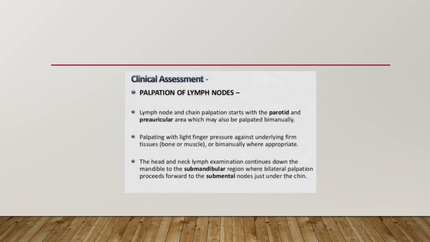Now, the lymph node chain palpation starts with the parotid and the preauricular region of the lymph node, and the technique which is used is bimanual palpation, palpating with light finger pressure against underlying firm tissue or bone, or bimanually wherever it is appropriate. The examination continues down to the mandible, to the submandibular region, where the bilateral palpation proceeds further towards the submandibular group of lymph nodes.